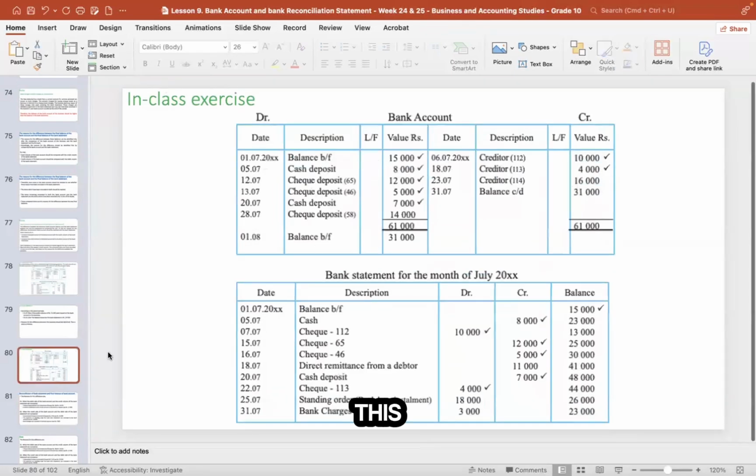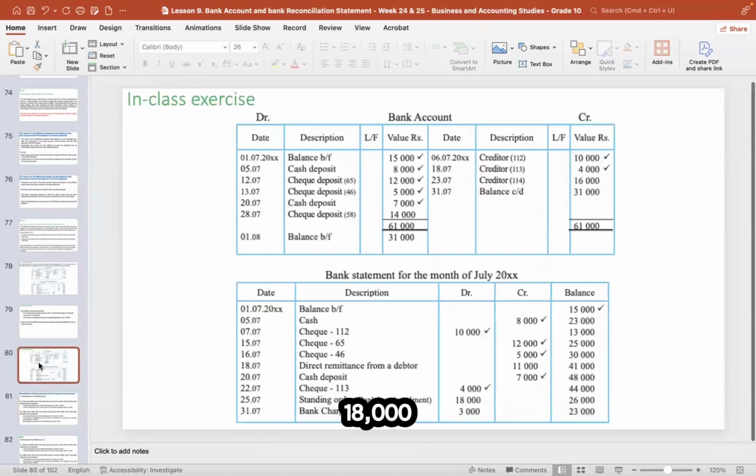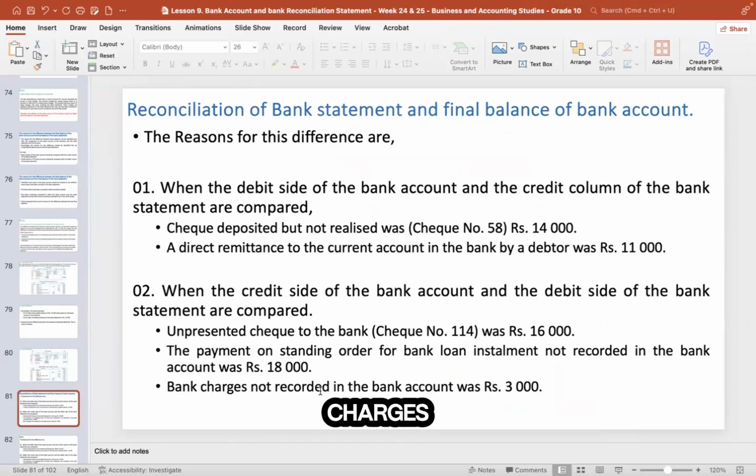Here also, if you see, this 16,000. And the payment on standing order for the bank loan installment not recorded in the bank account was 18,000. This 18,000 payment. And bank charges not recorded in the bank account, 3,000. So these are the reasons for these differences. How did we figure it out? By comparing the debit side of the bank account with the credit side of the bank statement, and comparing the credit side of the bank account with the debit side of the bank statement. So we have identified these reasons as the reasons for differences.